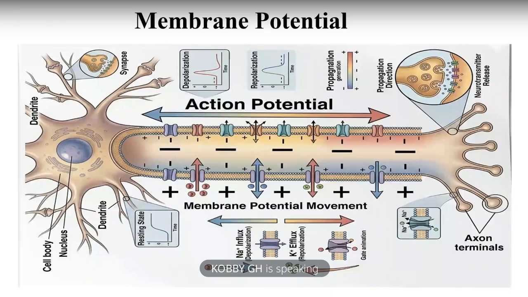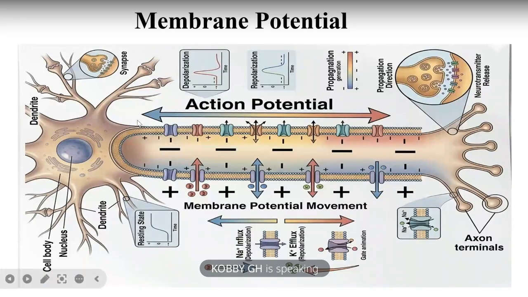Now, the difference between the charges on the inside of the neuron and the outside of the neuron is what we call the membrane potential. So when we say membrane potential, it simply means the difference between the electrical charges on the inside of the neuron and the outside of the neuron. And when we say action potential, it's simply the transmission of the electrical charge along the neuron. That's the action potential, the transmission.